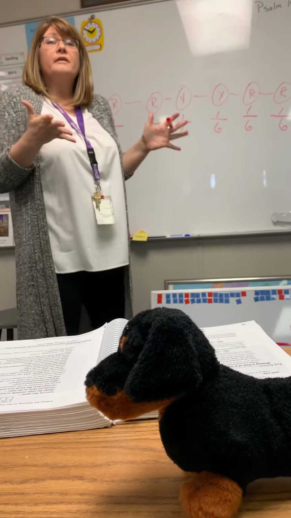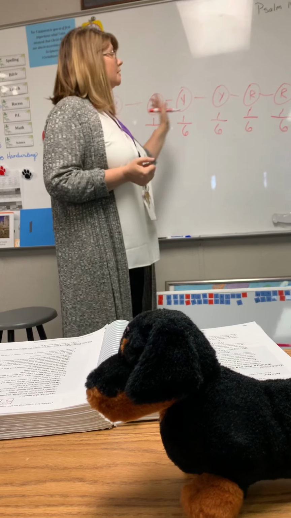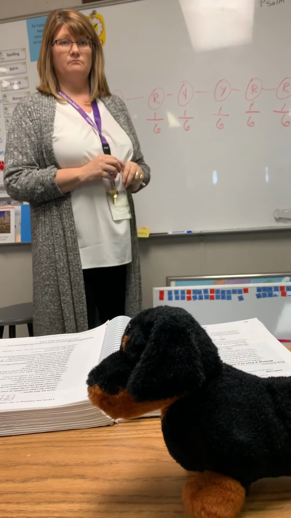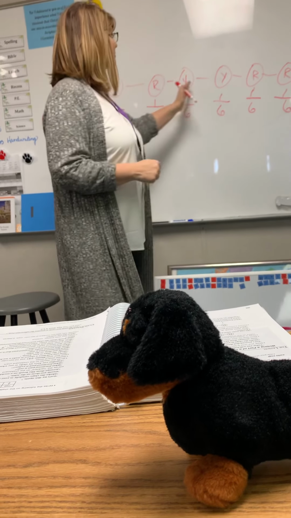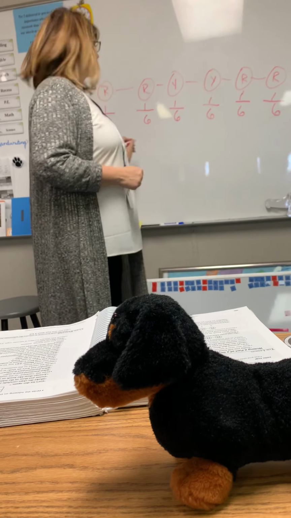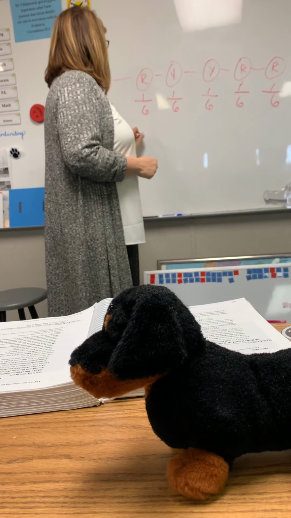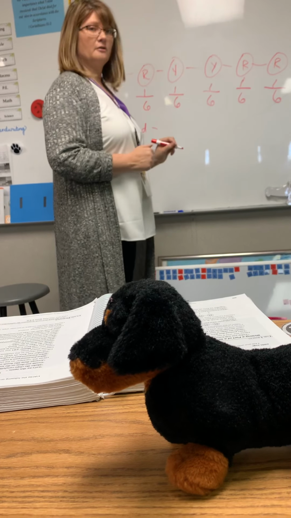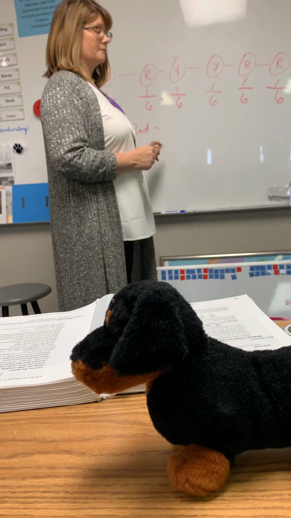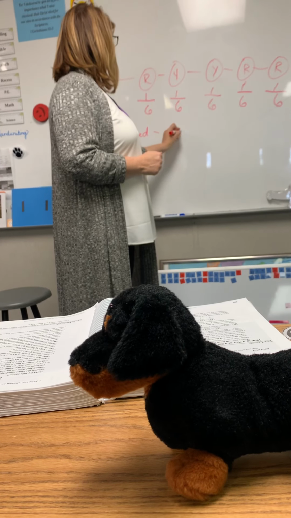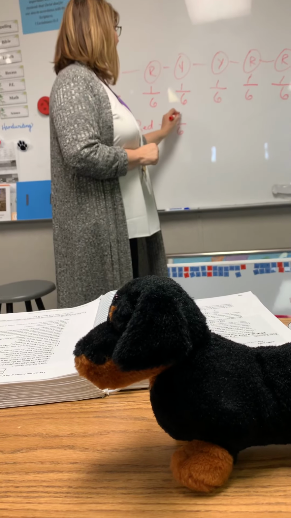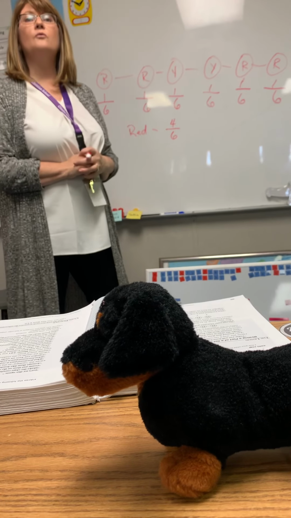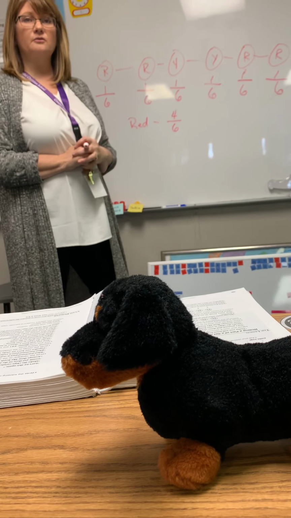Now, what if I wanted to know how many in the group were red beads? Okay, we still have to realize that we still have the same number of parts, right? So I'm going to do red beads. How many parts are there on the necklace? 6. How many of those beads are red? 4. So read that fraction for me. 4/6. So there are 4 out of the 6 that are red.